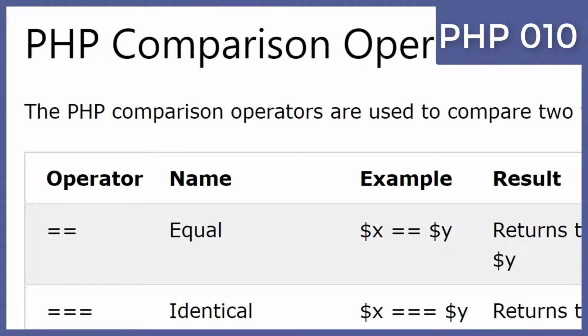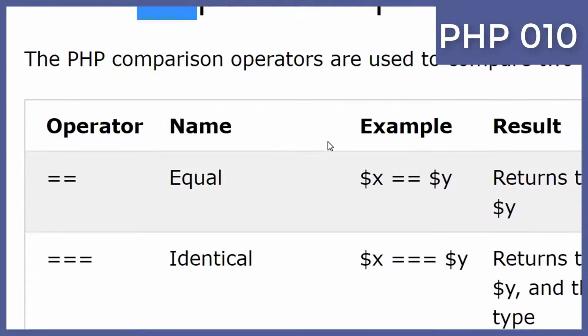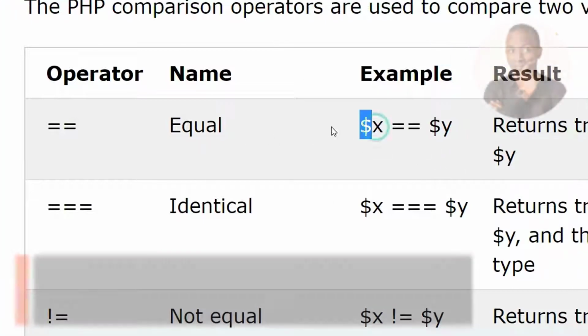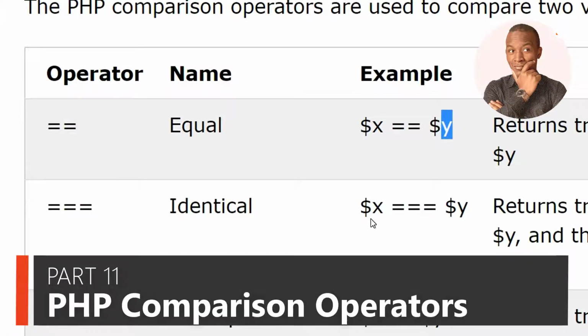So we have comparison operators. What do we use them for? To compare different numbers. If we want to check if A and B are the same, we use the comparison operators. This is a comparison operator for checking if a number is equal.